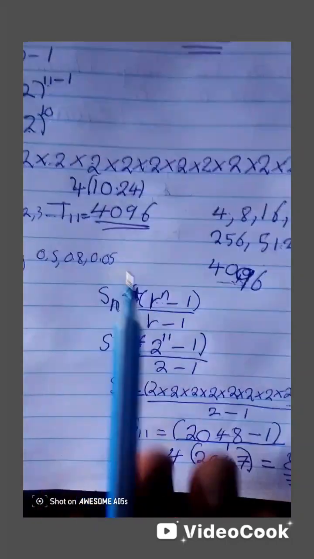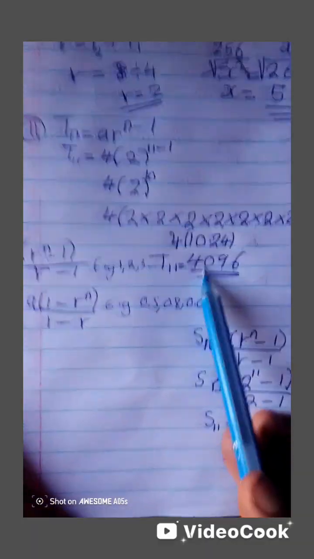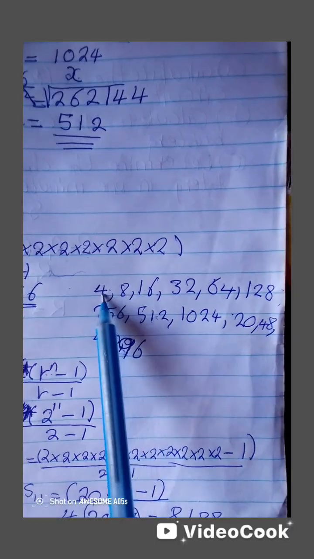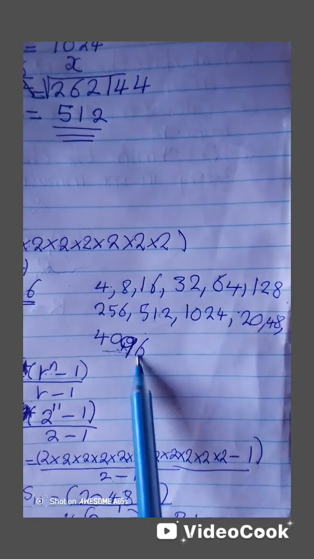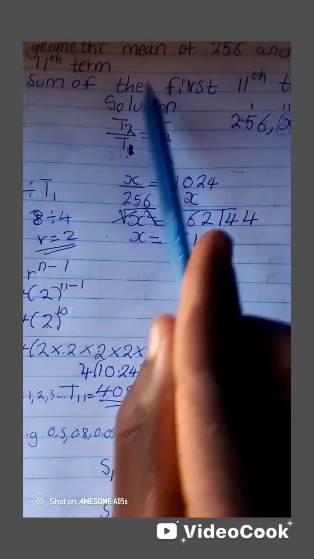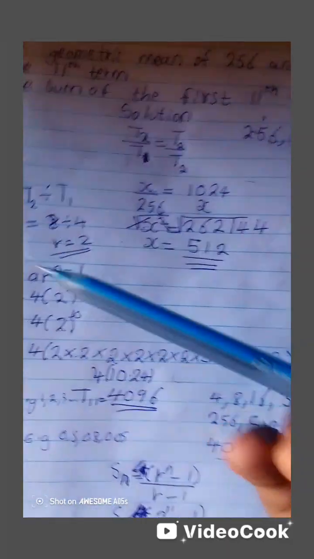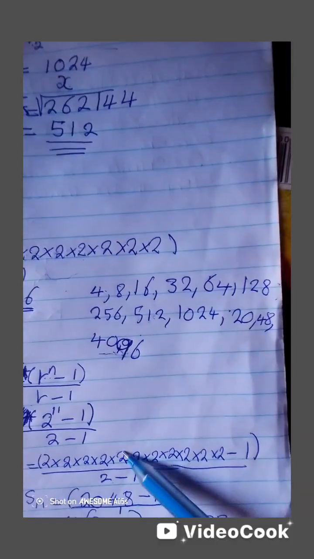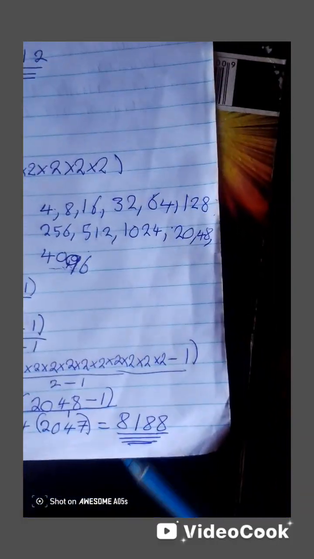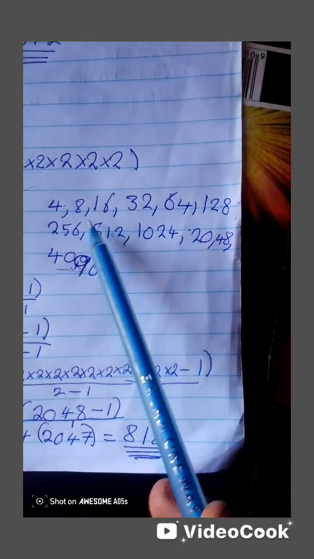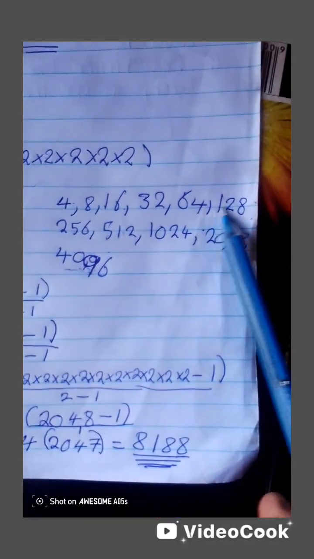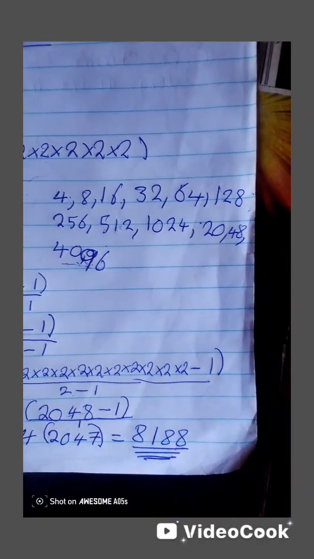So how can you prove this one also? We were finding the 11th term, and the terms we listed are here. Sum means addition, the number you get after addition. So the sum of the first 11 terms: when you add all these, 1, 2, 3, 4, 5, 6, 7, 8, 9, 10, 11, you get this number. Then your answer is correct.